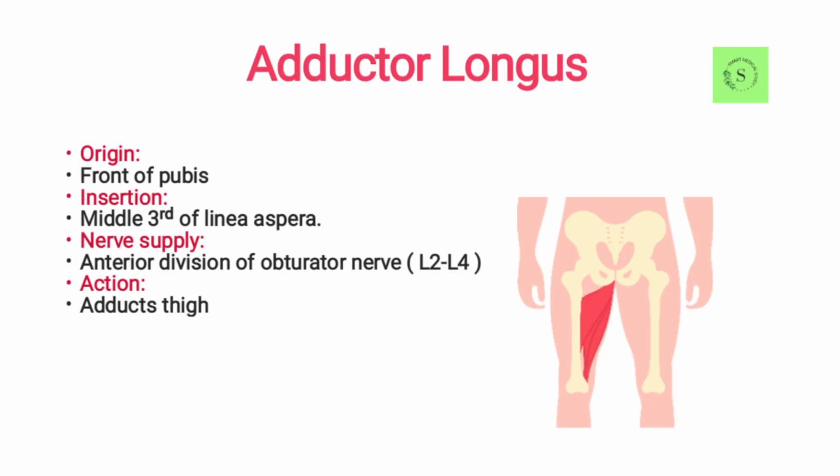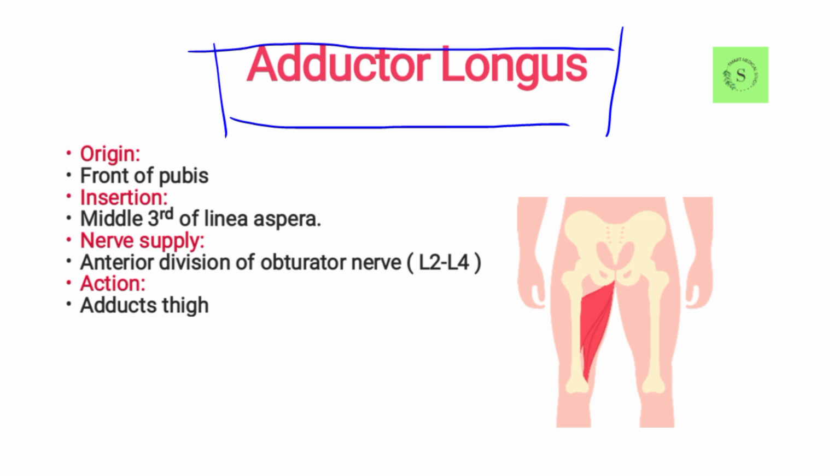In this lecture, I will discuss the adductors of the thigh. First is adductor longus. The origin of adductor longus is the front of the pubis. It is attached to the front of the pubis and it is inserted into the middle third of linea aspera. Linea aspera is present on the femur, behind the femur.